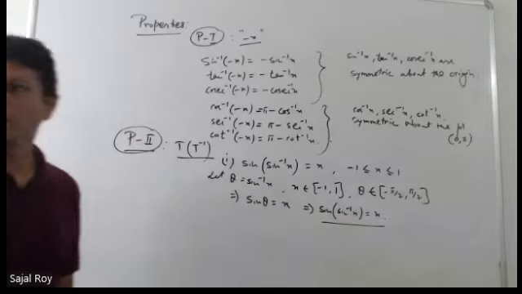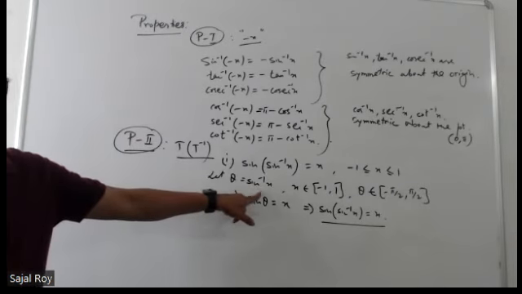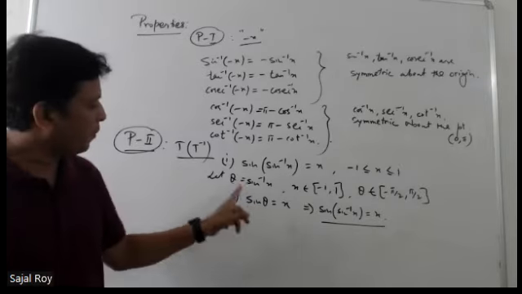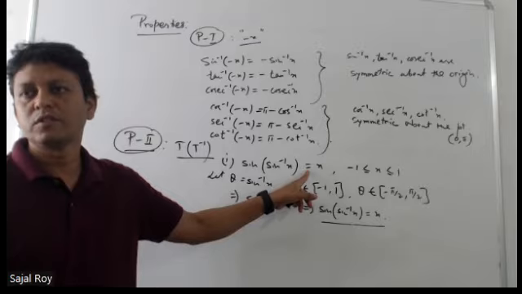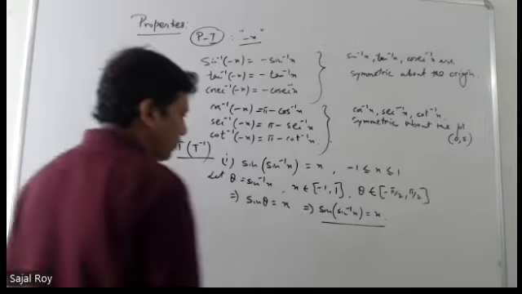Good. Very simple. My assumption is theta equal to sine inverse x. So sine theta equal to x. Again, I am replacing this theta by sine inverse x. So you have this relation. Okay, so very simple. So how will you draw that part?